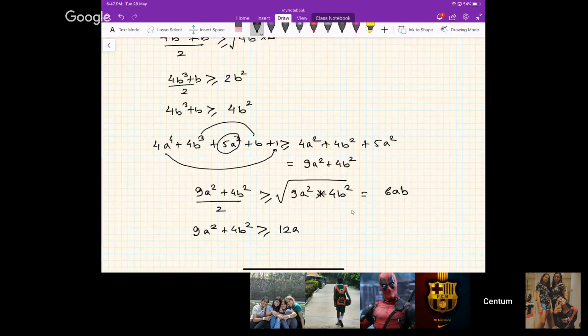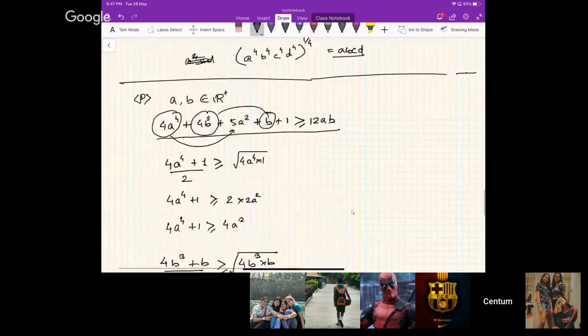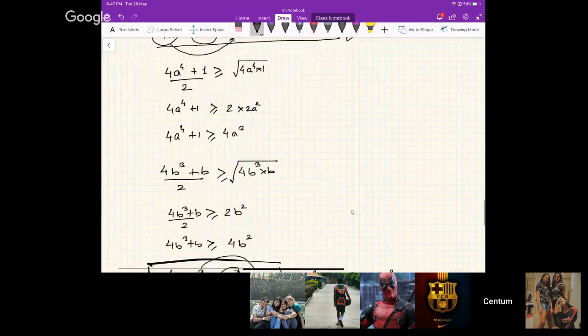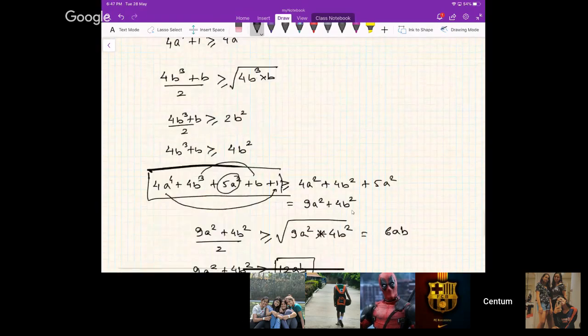Correct? This is what? 12ab. This is what you have to prove, right? So this entity here is eventually greater than 12ab. That is what you are supposed to find, prove. So hence prove.